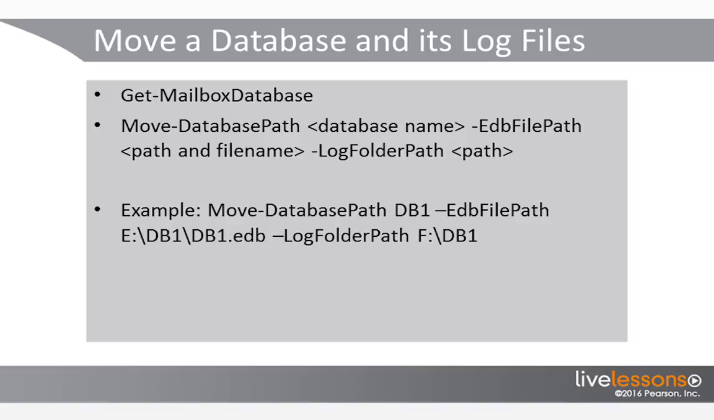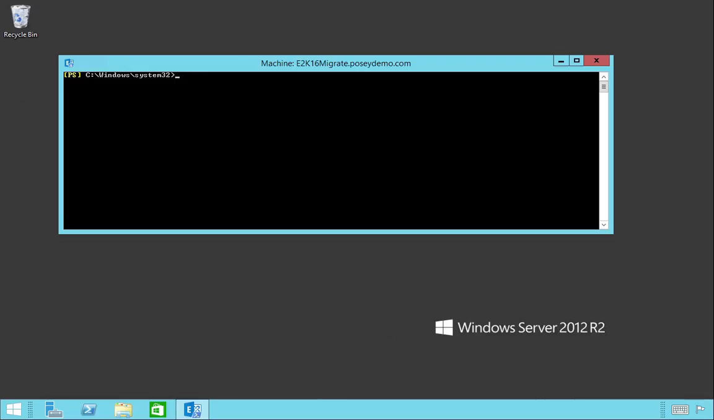So let me switch over to my Exchange server and we'll make this happen. So here we are back on the Exchange 2016 mailbox server. And as I said a moment ago, I'm going to put the database on the E drive and the transaction logs on the F drive. So let me open up File Explorer for a second.